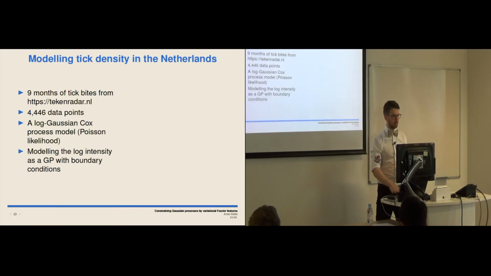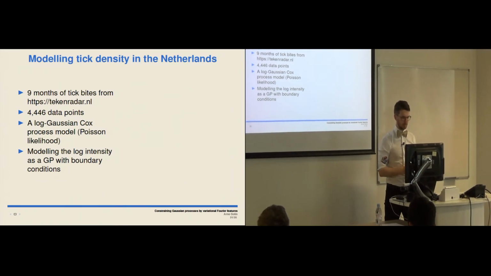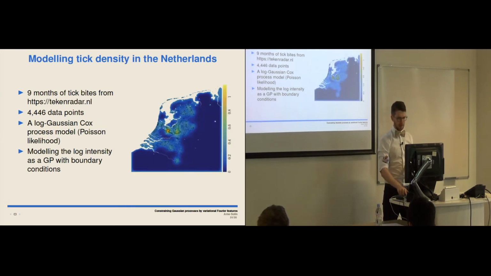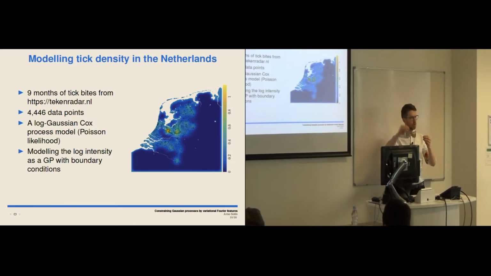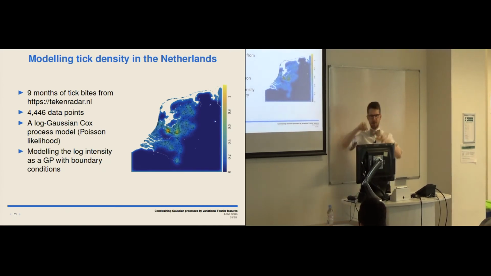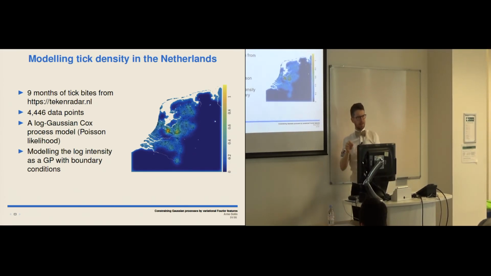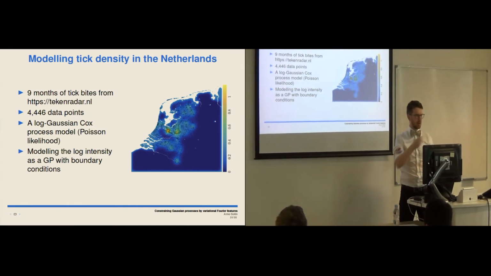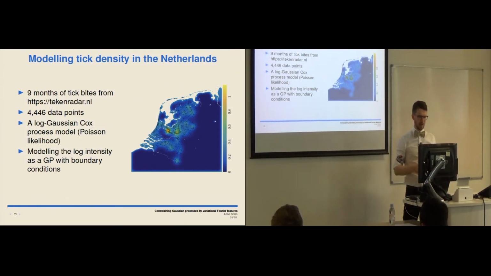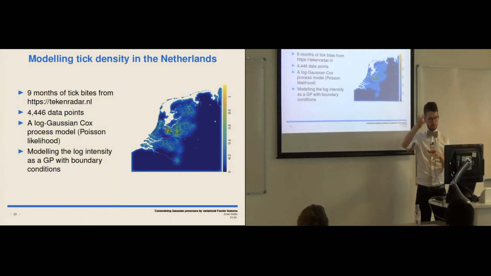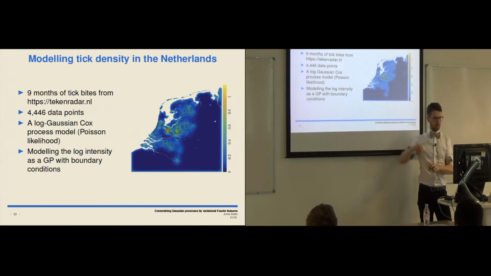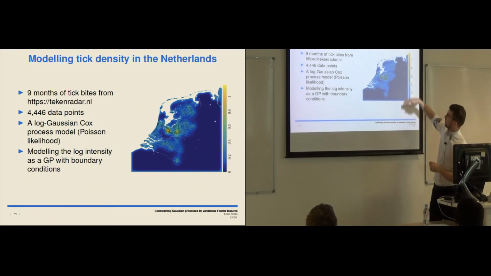Of course, you can set this up as a standard GP task, modeling the log intensity function as a GP. And then the domain is just the map of the Netherlands, because there are a lot of rivers and lakes and islands. The ticks luckily don't swim that well. Of course, they swim if they attach to an animal and the animal swims across. But we constrained the model by the map of the Netherlands. For example, here, this boundary is extremely complicated, and the discretization is actually quite dense.